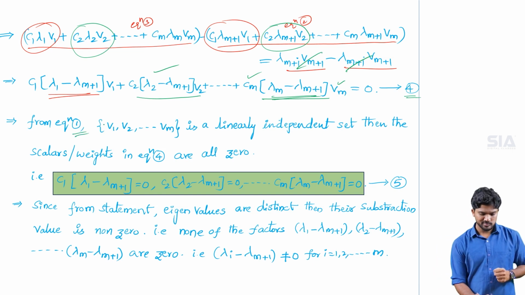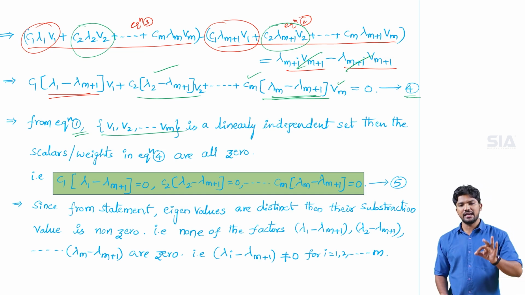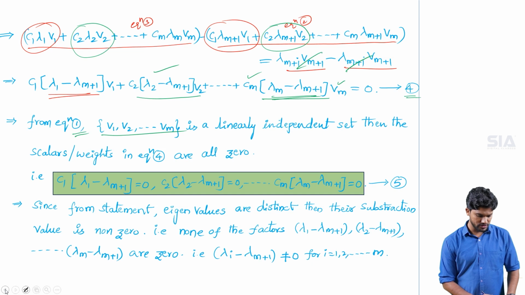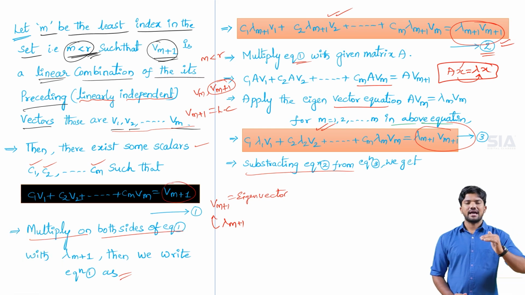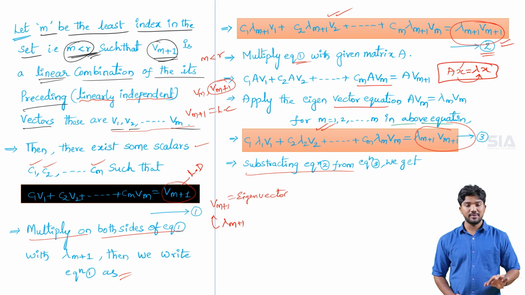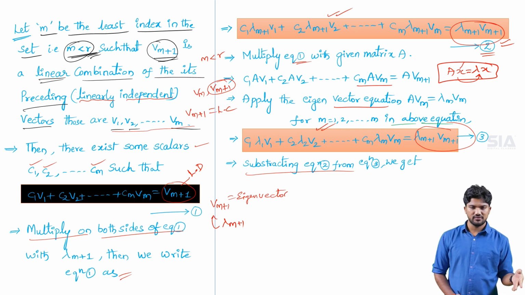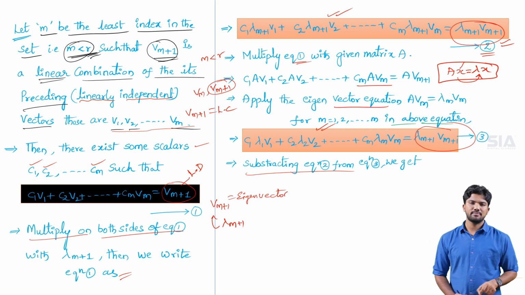From equation number 1, v suffix 1, v suffix 2 up to some v suffix m is a linearly independent set. From equation number 1, you can see here this one. This is the equation number 1. Here the black color highlighted equation is equation number 1. This v suffix m plus 1 is the linear dependent vector. Why? Because we can write that v suffix m plus 1 vector as a linear combination of its preceding vectors. That's why we are calling the equation 1 RHS value a linear dependent vector.